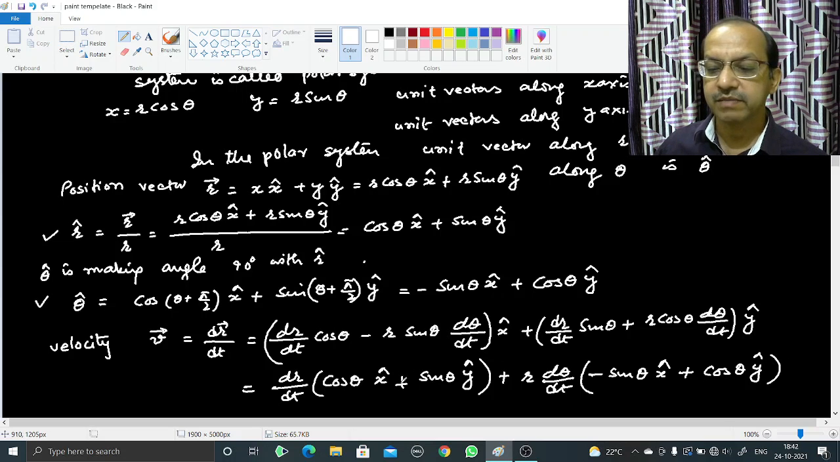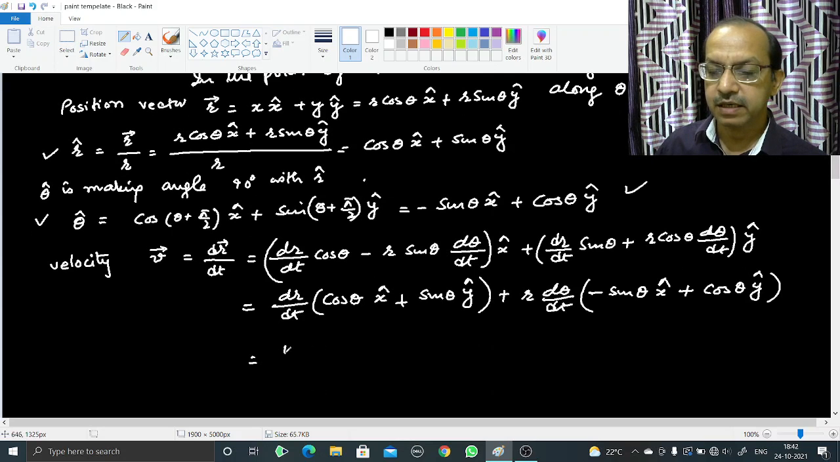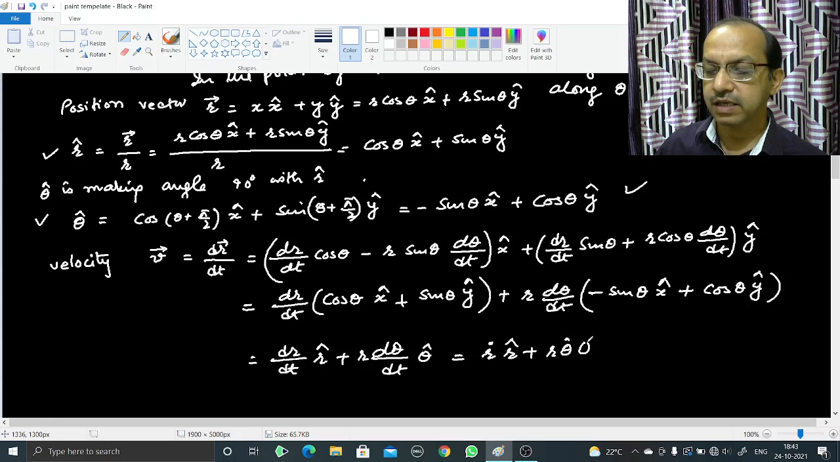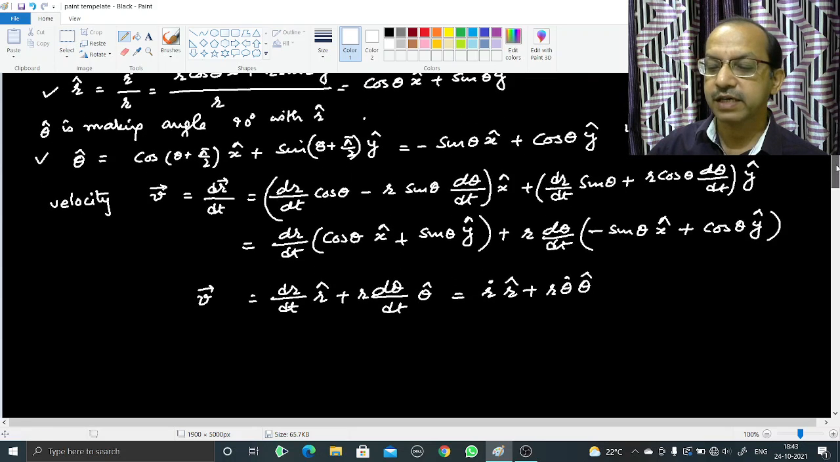Now you can identify the bracket terms. This cos theta x cap plus sin theta y cap is r cap, and this minus sin theta x cap plus cos theta y cap is theta cap. So you can write it as dr over dt r cap plus r d theta over dt theta cap. Or you can write r dot, the differentiation of r with respect to time, r cap plus r theta dot theta cap. So it is the expression for velocity along the components r cap and theta cap.